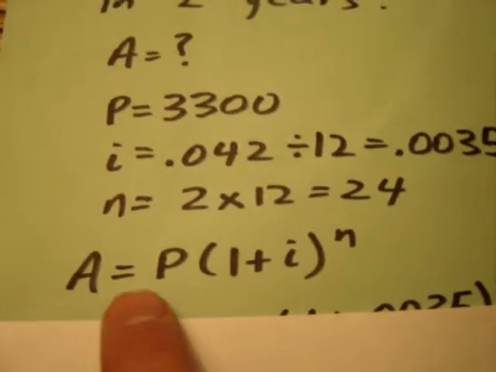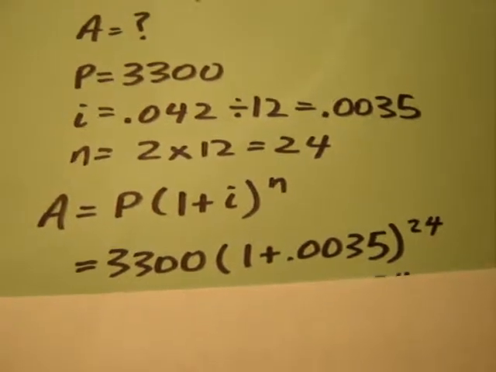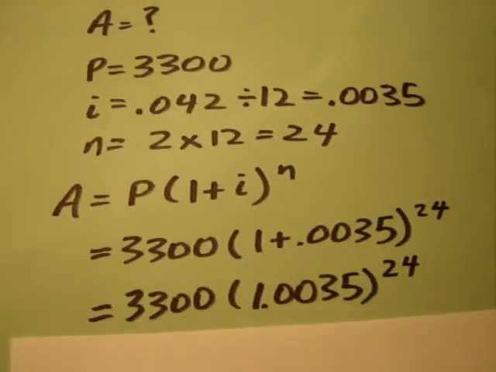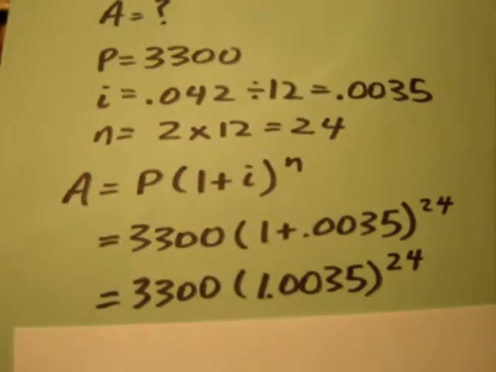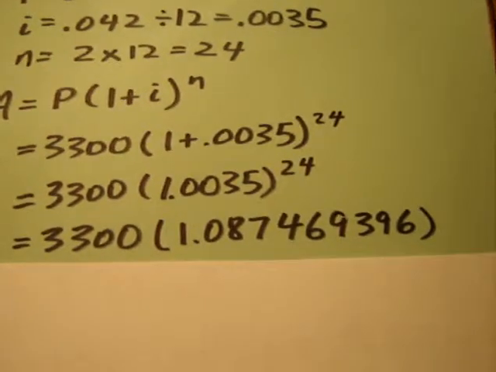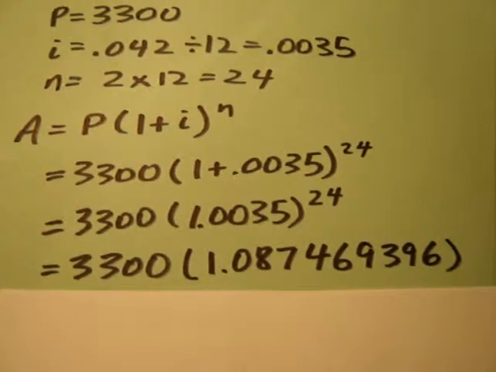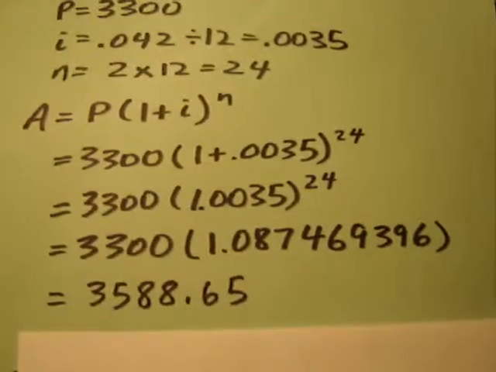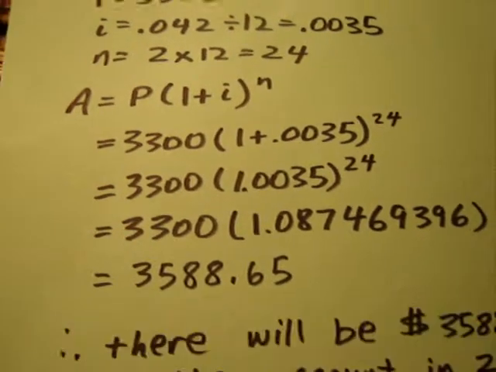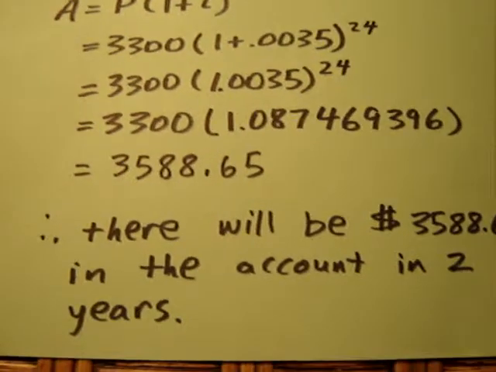And we know our formula, A equals P times (1 plus i) to the exponent n. So we plug the numbers in, and our first move is to evaluate the bracket. 1 plus 0.0035 is 1.0035. We deal with the exponent now by raising 1.0035 to the exponent 24. We get 1.087469396. We multiply that by the initial amount invested, round to 2 decimal places, and we get $3,588.65. So we can say that there will be $3,588.65 in the account in 2 years.